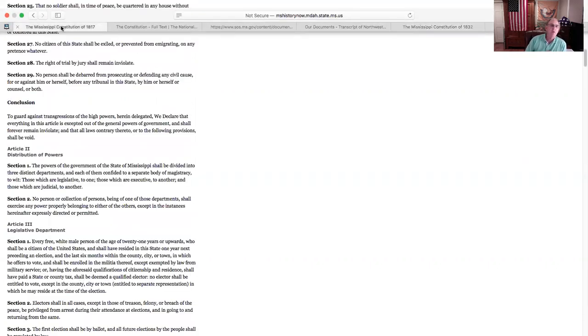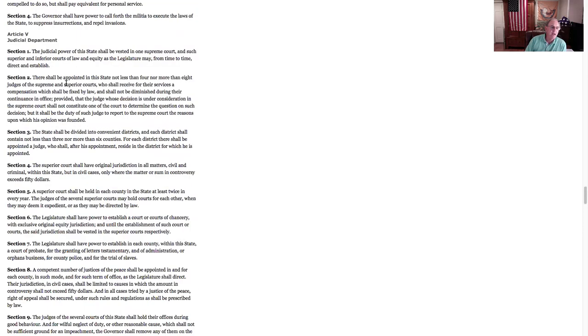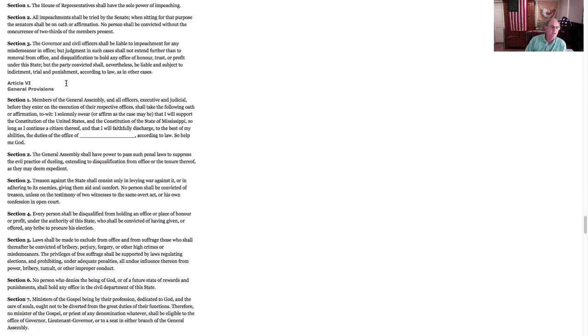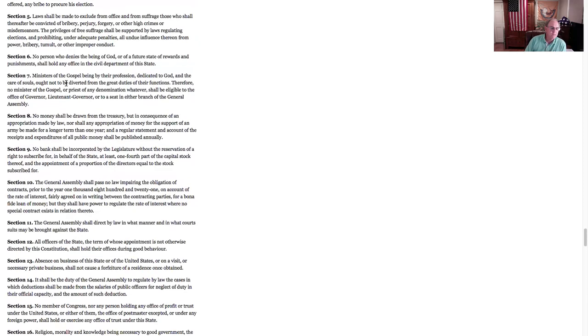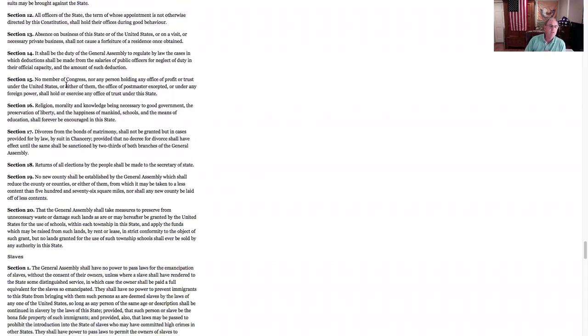Let's go back over here real quick to the 1817 one, and we'll go to the general powers. General provisions. And we see here in section 16 that religion, morality, and knowledge being necessary to good government, the preservation of liberty, and the happiness of mankind, schools and the means of education shall forever be encouraged in this state. This is a direct quote from the what? From the laws for statehood in the Northwest Ordinance.